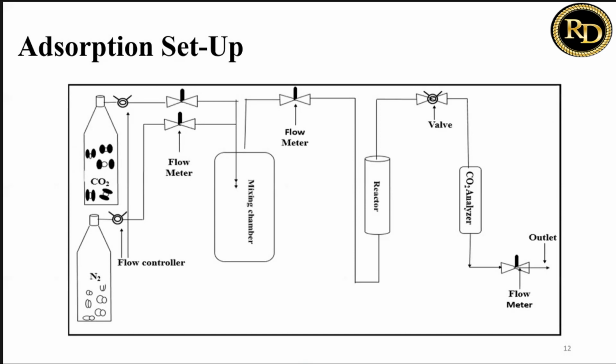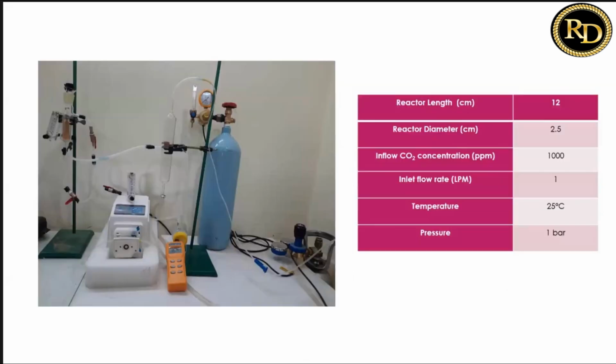This is our adsorption setup. This is now a schematic diagram. Though this looks like one slide, there was a lot of effort in developing this setup and stabilizing it to get reproducible results, because working with air contaminants is very difficult. We have a nitrogen cylinder and a carbon dioxide cylinder. Nitrogen is introduced to dilute and set up the desired concentration of carbon dioxide in the system. Then we have this mixing chamber, several flow meters to control the flow rate, and the actual reactor, an adsorbent batch reactor. Then there is a carbon dioxide analyzer to analyze the difference in carbon dioxide emissions. This is the actual setup, and these are the reactor dimensions.